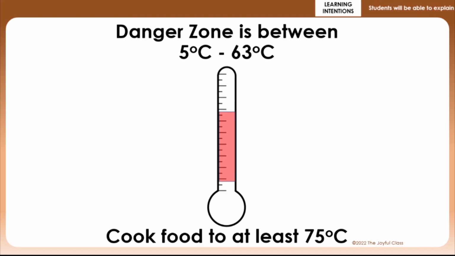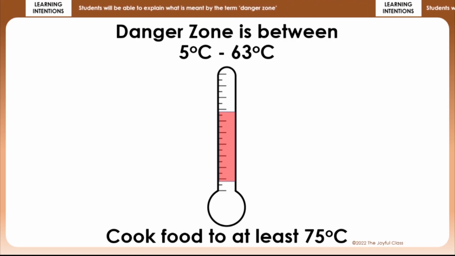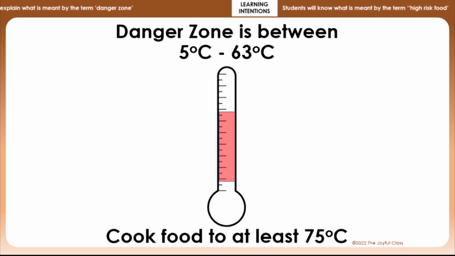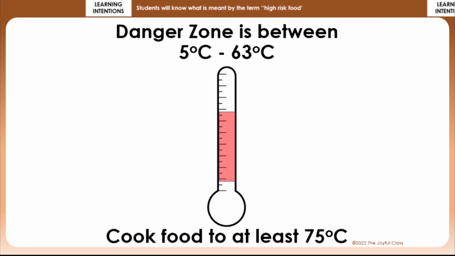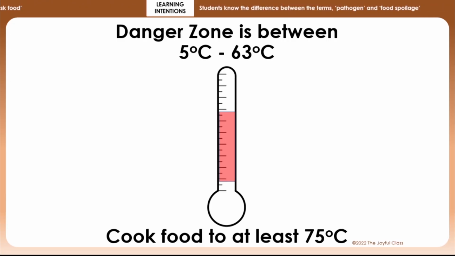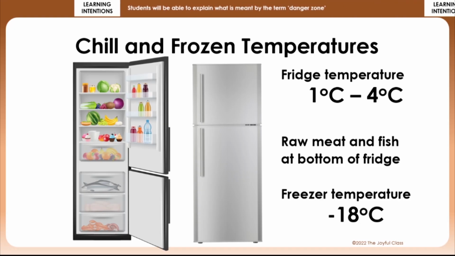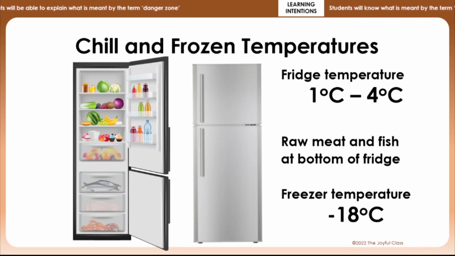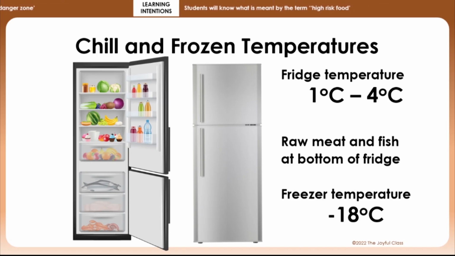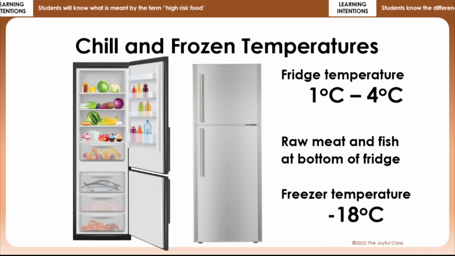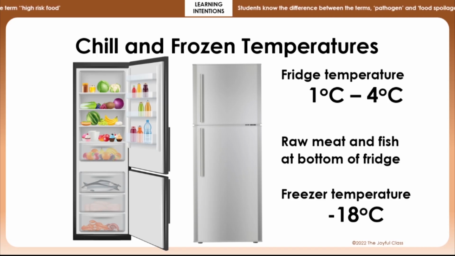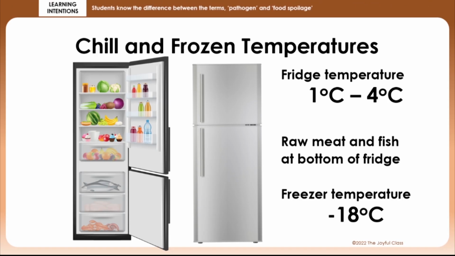The danger zone is between 5 degrees centigrade and 63 degrees centigrade, and we should cook food to at least 75 degrees centigrade. The temperature of a fridge in Scotland should be between 1 degree centigrade and 4 degrees centigrade. Raw meat and fish should be kept in the bottom of the fridge covered. And the freezer temperature should be minus 18 degrees.